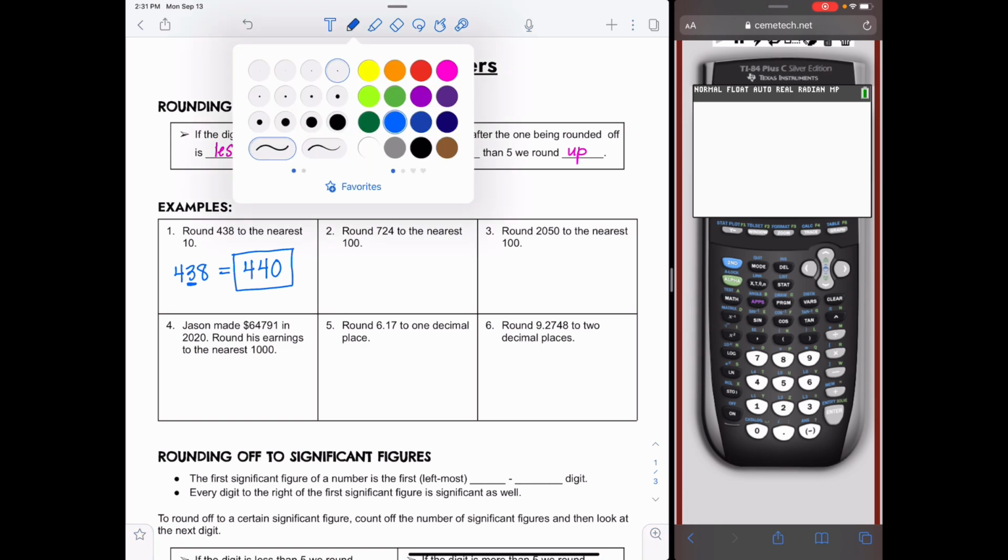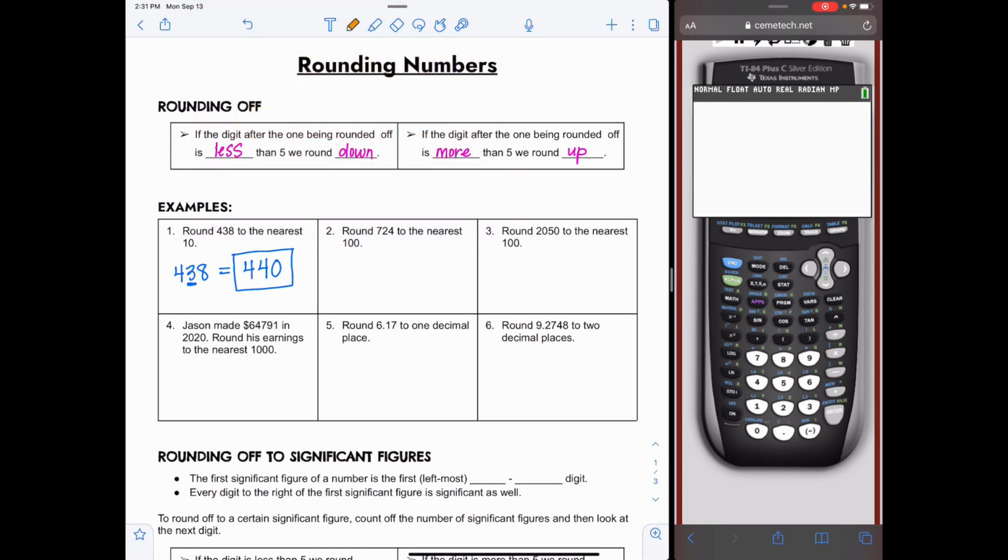If we look at number 2, it says round 724 to the nearest 100. So if I write down 724 and I identify my hundreds place, I want to round to where the 7 is. That means I need to look at the 2. So if I round it, it's going to be just 700, because the 2 was telling me to round down to the nearest number, which is 700.